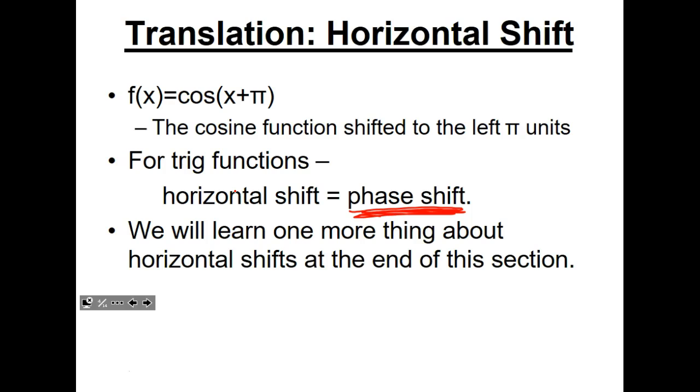Because if we shift a trig function, sometimes it's hard to tell that it's actually been shifted because it just repeats itself over and over and over and over again. Right? So it goes on forever either way. So it shifts what phase you're in. If you think of phases of the moon, if we slide it left or right, you're in a different phase of the moon, but it's just going to keep repeating over and over.